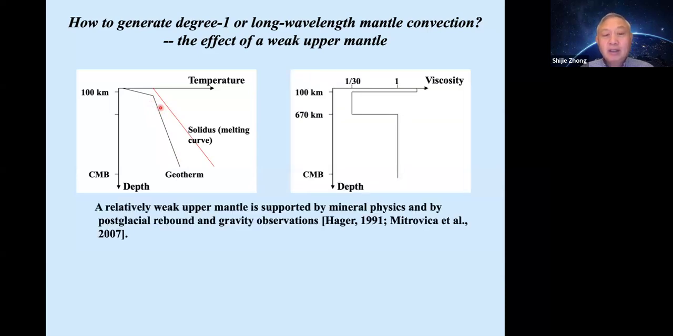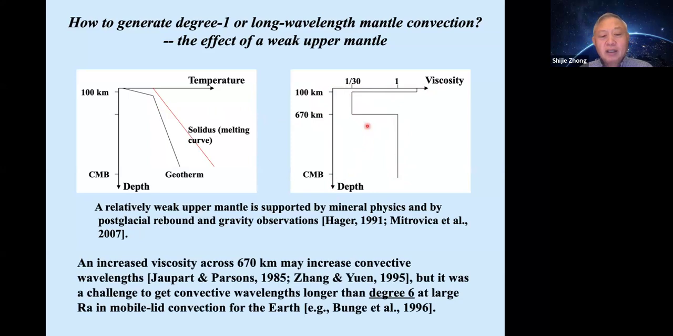Okay, so indeed, various studies from mineral physics, post-glacial rebound and gravity observations all suggest the upper mantle tends to be much weaker than the lower mantle, right? This is viscosity on the horizontal axis versus depth on the vertical axis. It turns out this viscosity increase with depth tends to help increase the convective wavelengths, as previous studies suggest. But it has been a challenge to get convective wavelengths longer than, say, degree 6, and this has been demonstrated in the past.